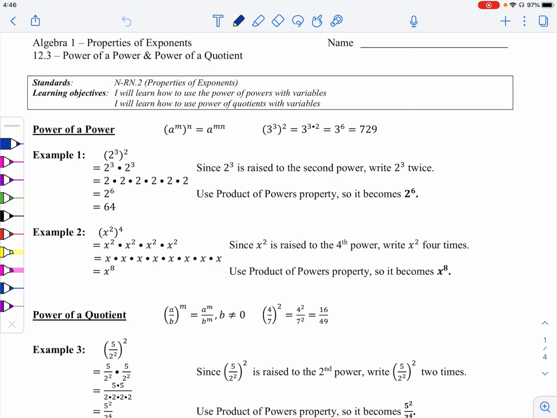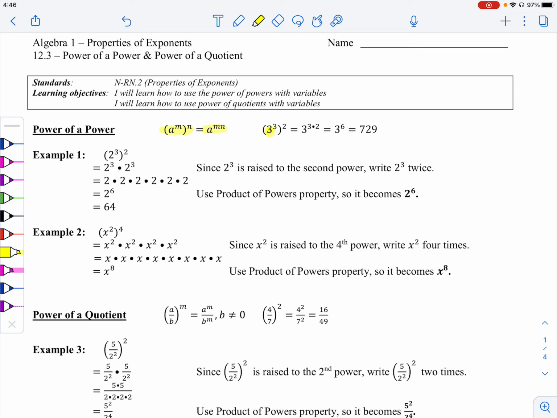This is 12.3, power of a power and power of a quotient together. Okay, so power of a power, and you see this in Algebra 2 also. All right, so power of a power: we have some power, you raise it to a power again, we are multiplying those powers together, those exponents.